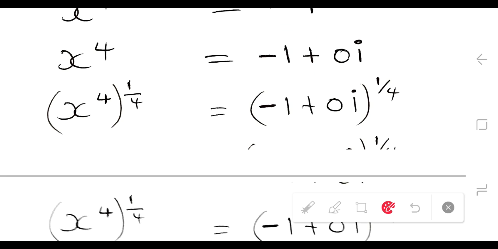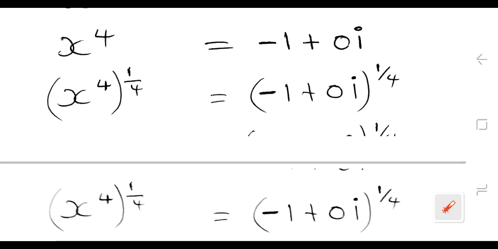From there we move on to saying that since this is rectangular, it has a negative real number and a complex 0. We have put it into rectangular form. So we want to solve for x. We multiply x to the power 4 by a quarter. What you do on the left hand side, you must also do on the right hand side. So the quarter will cancel, and it will give us x to the power 1, and our right hand side will be the rectangular one to the power 1 over 4.